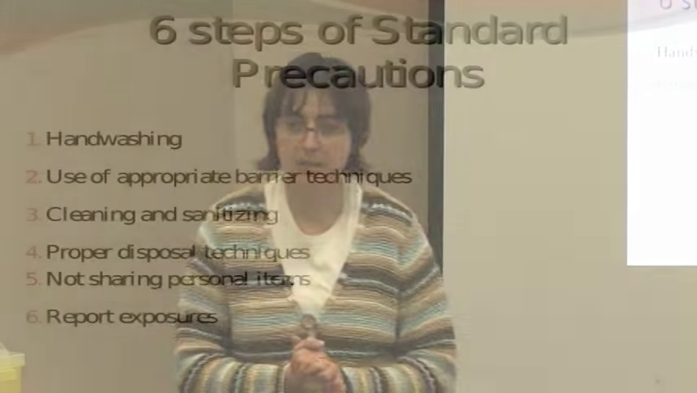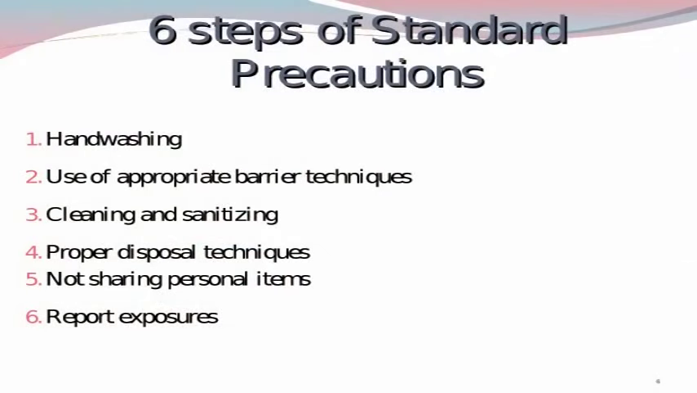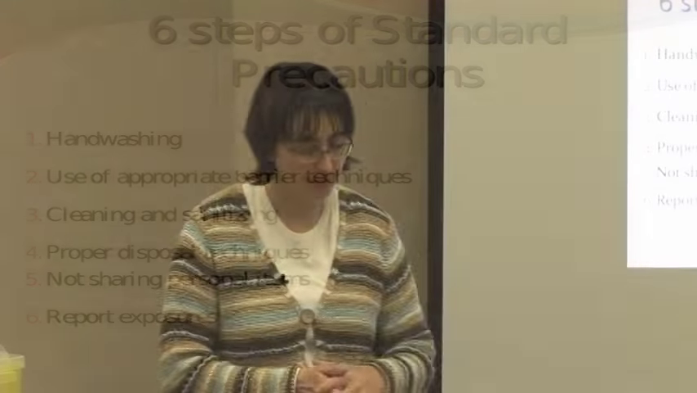So there's 6 steps to what we call the standard precautions. The first one is hand washing, then the appropriate use of barrier techniques. The third is the cleaning and sanitizing part. The fourth is how we dispose of the material that may be infected. The fifth is not sharing personal items, and the last one is reporting of the exposures. So I'm going to go through each of those.